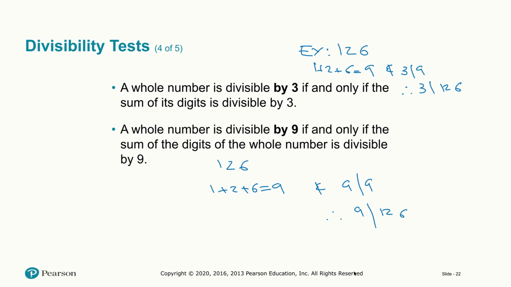Now, remember, this is not always the case. There are many numbers that are divisible by 3, but not by 9. Here's a simple number, 6. 3 does go into 6, but 9 does not go into 6. So be very careful in making generalizations.